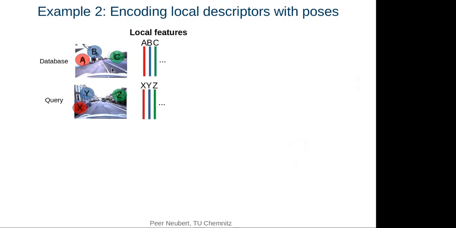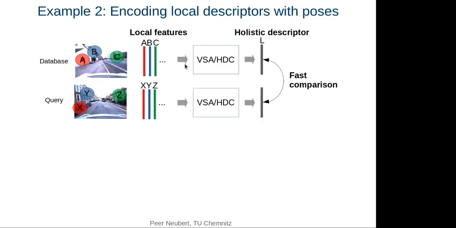Okay, so let's go back to our local descriptors. We have a database image with local features. So we have a set of descriptors for this image together with positions in the image. So we know the X and Y coordinates. And we have a query image with those local features. And I think you already guessed it. All we do now is use our VSA HTC operations to generate holistic descriptors that allow a fast comparison.